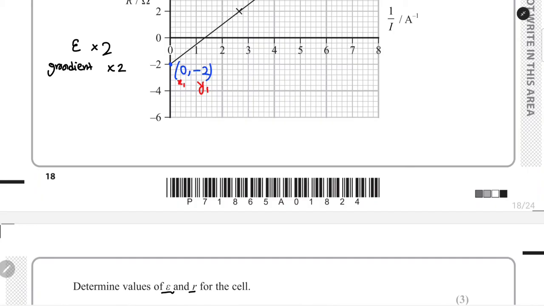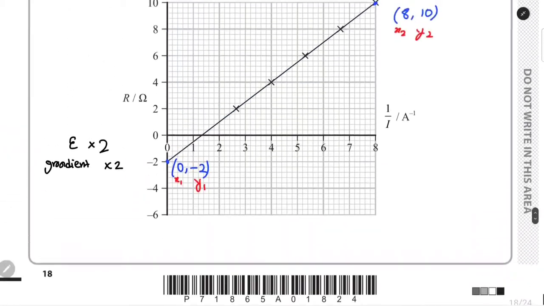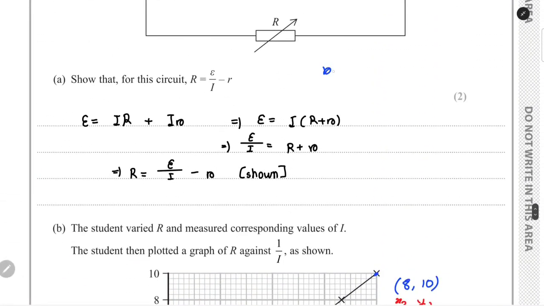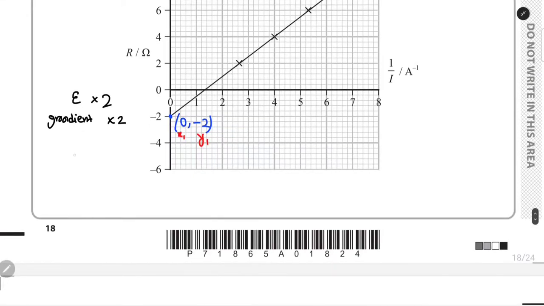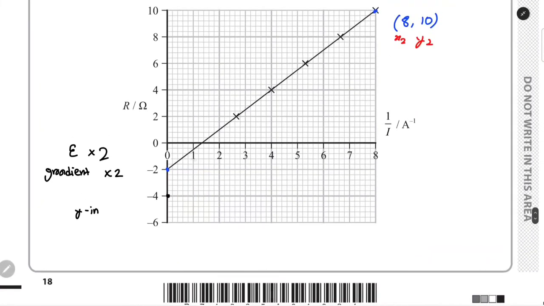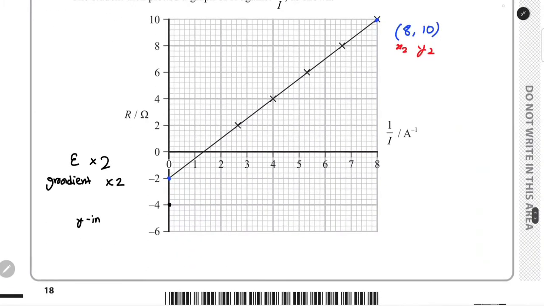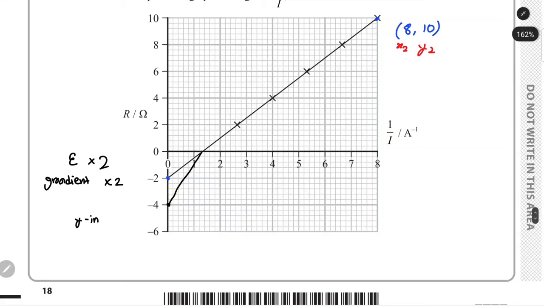And since an identical cell is attached, before this the value of r was 2 ohm. If we have two of the identical cells, we will have a value of r which is 4 ohm. So the y-intercept in this case will be -4. This will be our y-intercept, and the gradient will be twice of this. So we'll have a straight line through here that goes like this. This is the graph for part D.